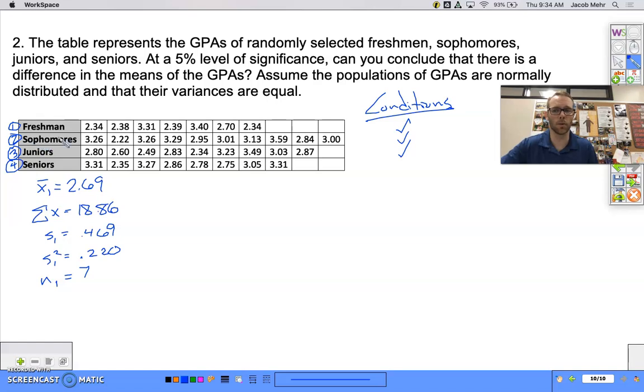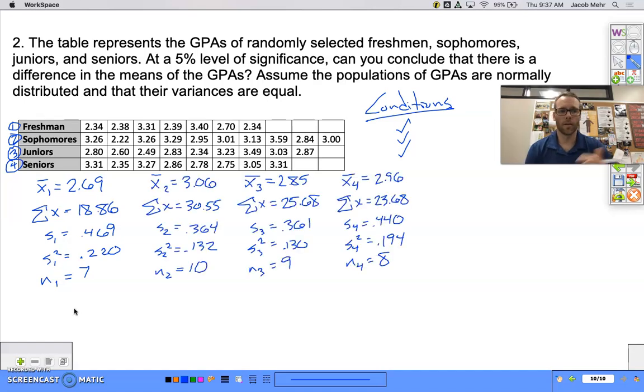I need the same thing from our sophomores, juniors, and seniors. So now I'll go to stat, calculate one variable statistics. I'm going to switch it to list 2, and I'm going to calculate it. I see it here on my calculator. Now I'm going to pause my video, and I'll just write in the rest for sophomores, juniors, and seniors, finding the same information. All right, so I've got that done now for all 4 groups.